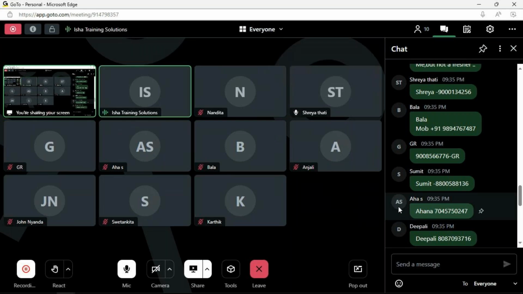How much is the course duration and the timings? We are going to complete this course in 30 days, with a 1 hour session every day. We are going to complete this in 30 days max, along with SQL.